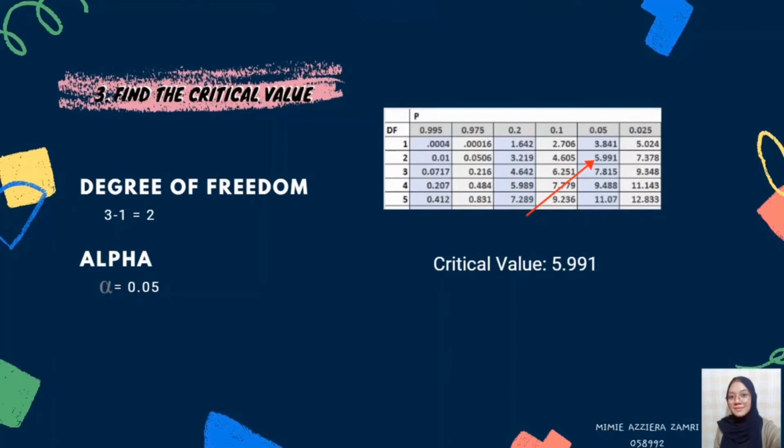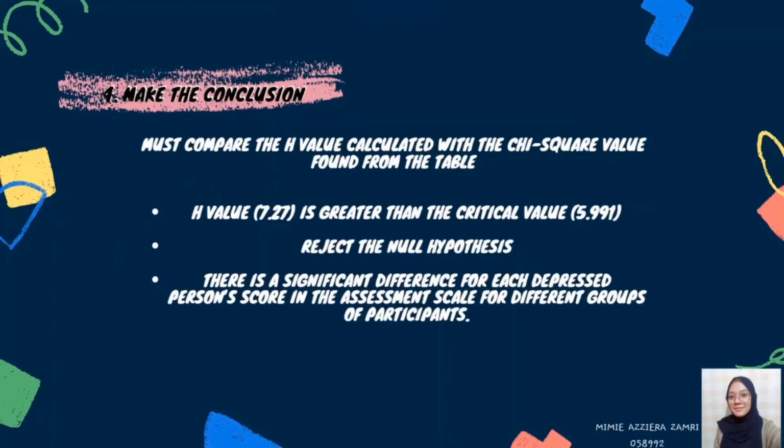For the alpha value, if the question does not mention it, 0.05 is usually the value that is always used. Based on the table, we find our critical chi-square value, which is 5.991. In the last step before concluding, we must compare the calculated H value with the chi-square value found from the table. Now, we got that the H value is greater than the critical chi-square value. So we reject the null hypothesis.